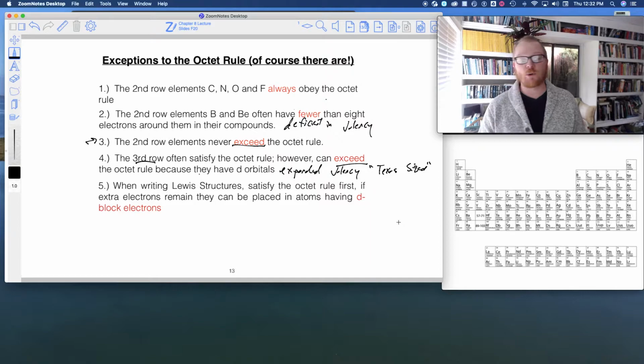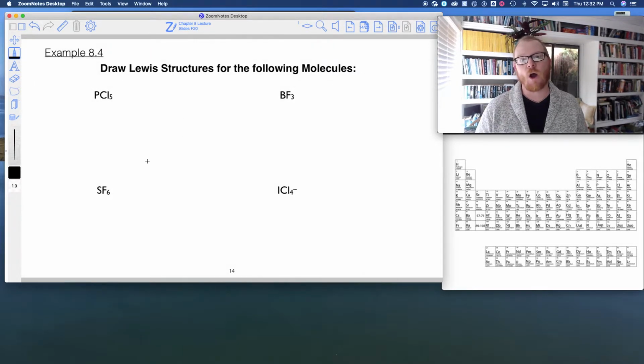So when writing the Lewis structure, try to satisfy the octet rule first. And if there are extra electrons remaining, they can be placed into atoms having D block electrons, so things at level 3 and higher. Of course, Clark's rule will also help us predict that. And we're going to see this next. So draw Lewis structures for the following molecules.